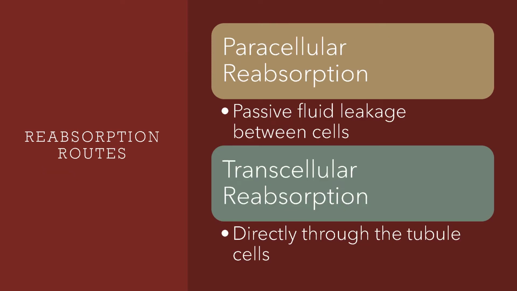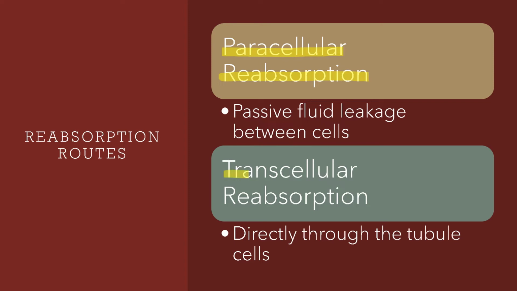Fluid can leak between the cells of the renal tubule in a passive process, which is known as paracellular reabsorption. So even though the epithelial cells are connected by tight junctions, the tight junctions between cells in the proximal convoluted tubule are going to be pretty leaky, and they do allow some reabsorbed substances to pass between the cells into the peritubular capillaries.